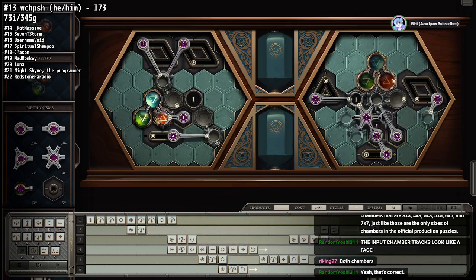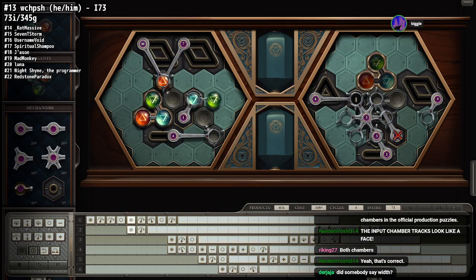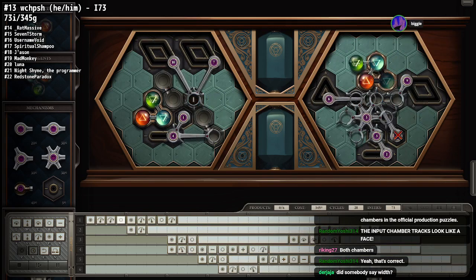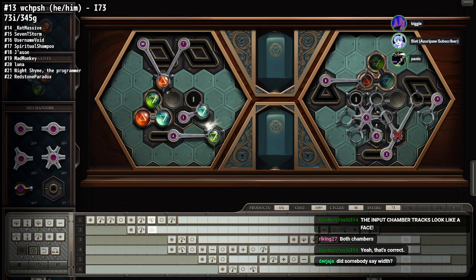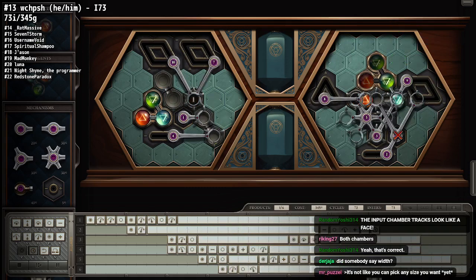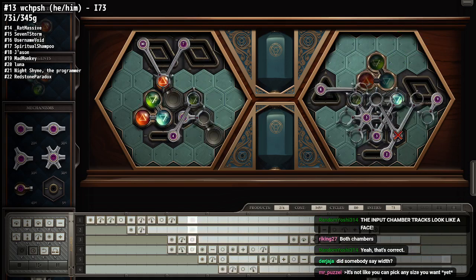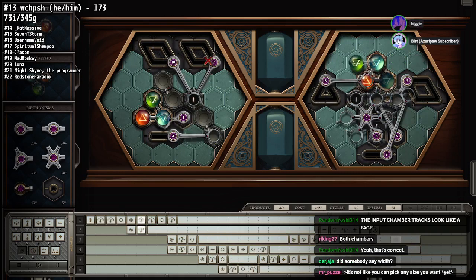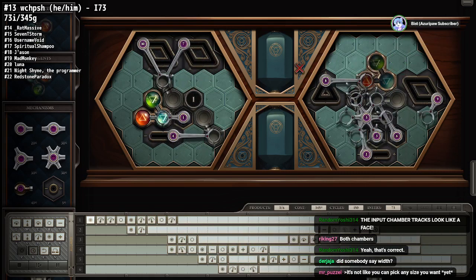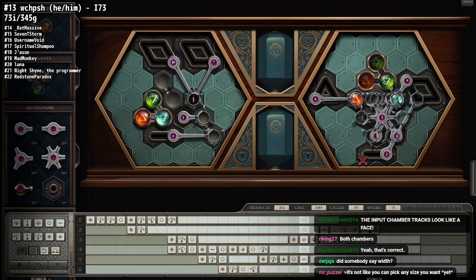So, yeah. Let's check the other test cases. Chat is pointing out that if you just focus on the tracks in each chamber, you're getting two faces. The one on the left looks judgy, and the one on the right looks wacky. Mr. Puzzle out here. These are the eyes and the mouth.